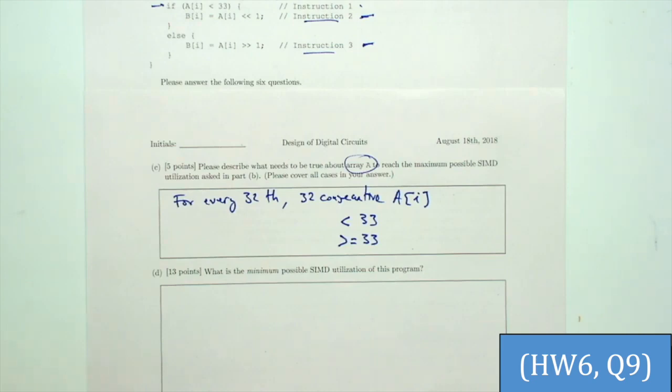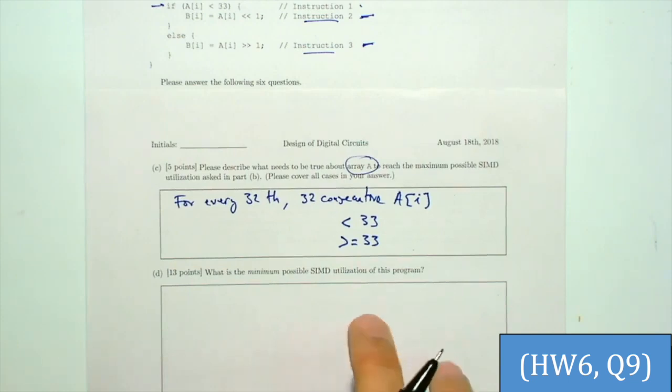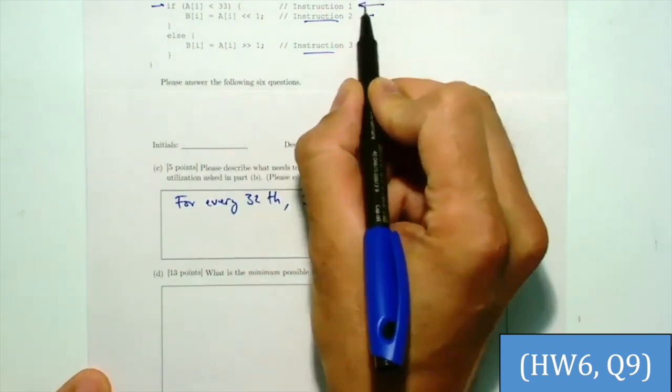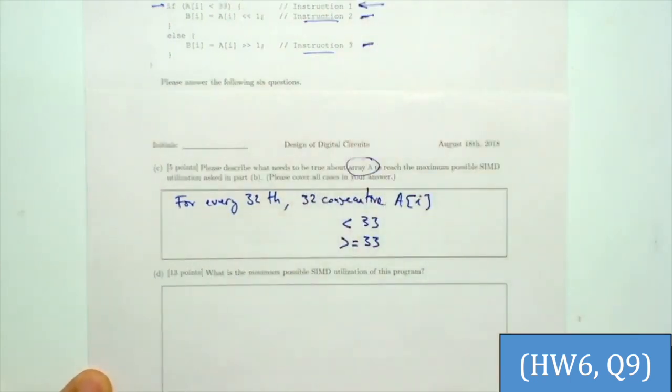Okay, next part is part D. What's the minimum possible SIMD utilization of this program? So how can we obtain the minimum possible utilization of this program? Well, we already know that instruction 1 is always going to be executed by all threads, so we are always going to have 1025 divided by 1056 utilization for this instruction.